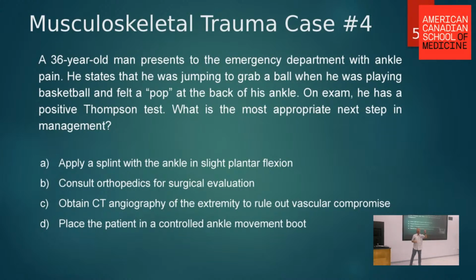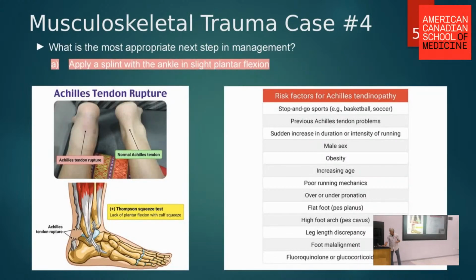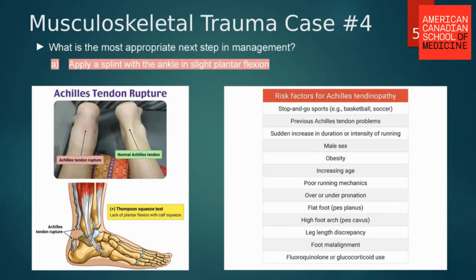Fluoroquinolones, exactly. Cipro. It's a big black box warning in the PDR. So this would be somebody that you want to put in a splint with slight plantar flexion. We'll show you a little schematic here. You would not put them in a controlled movement boot. That might be for just a little ankle sprain. So you can see by the schematic here, the swelling, the Achilles tendon rupture versus a normal, well-demarcated Achilles tendon.